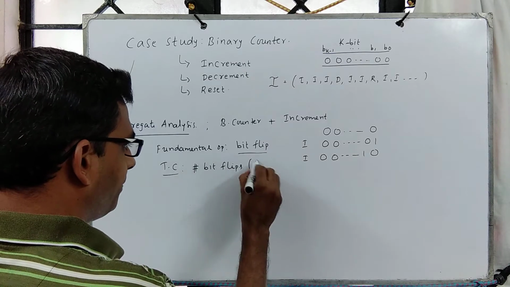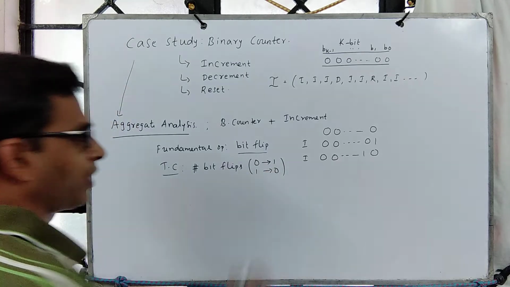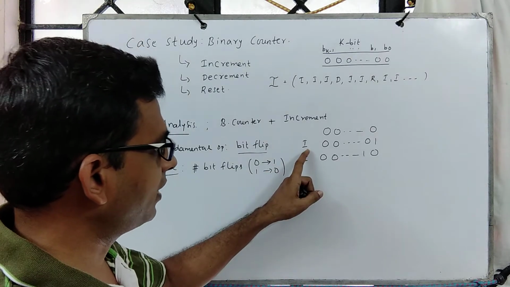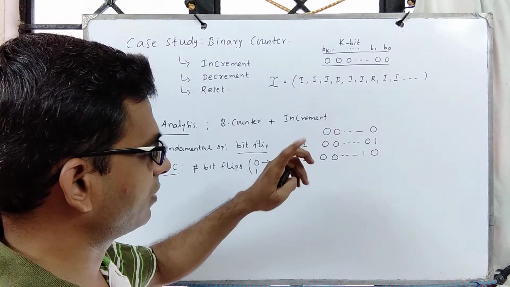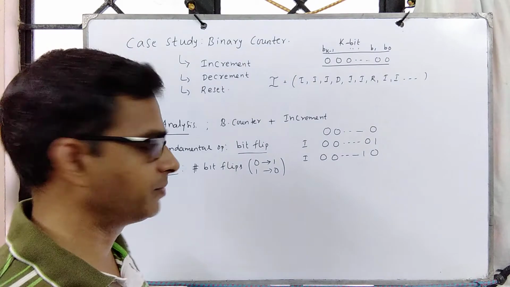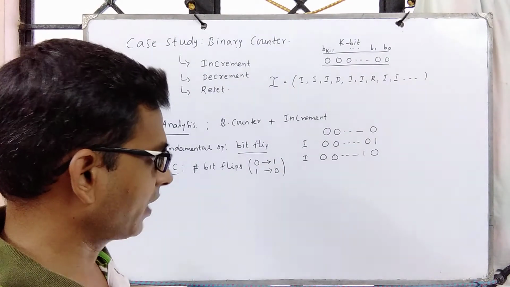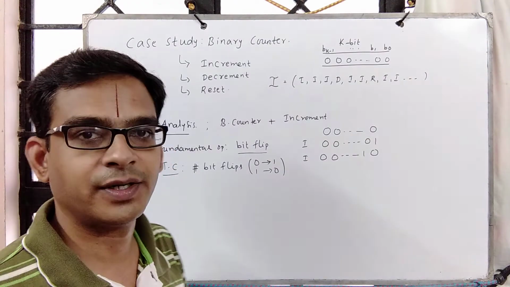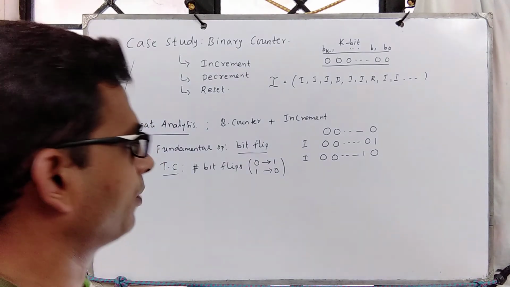When I say bit flip, 0 is flipped to 1 or 1 is flipped to 0. So we are interested in knowing, when I perform this increment, how many bit flips are happening from this configuration to this configuration. Like that, whenever we perform an increment operation, we wish to know the number of bit flips. That is precisely our time complexity.